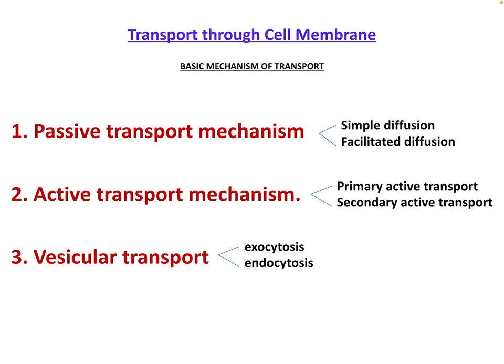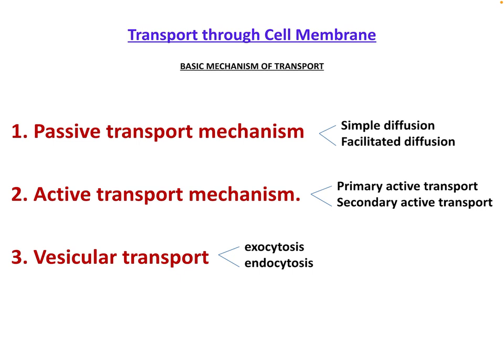The basic mechanisms of transport are of three types. First one, passive transport mechanism. Second mechanism is active transport mechanism. And the third mechanism is vesicular transport mechanism. Each mechanism is again classified into two.